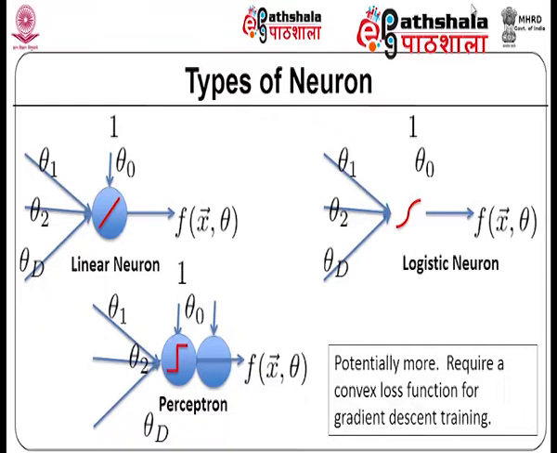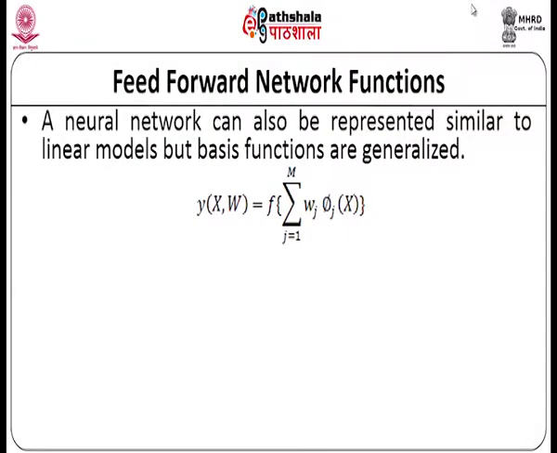So, potentially there are other types of neuron that also require a convex loss function or gradient learning when you use those types. So, let us go to the first type of network which we defined. Remember, it has signals going only in one direction and it is the simplest, called feed forward network.